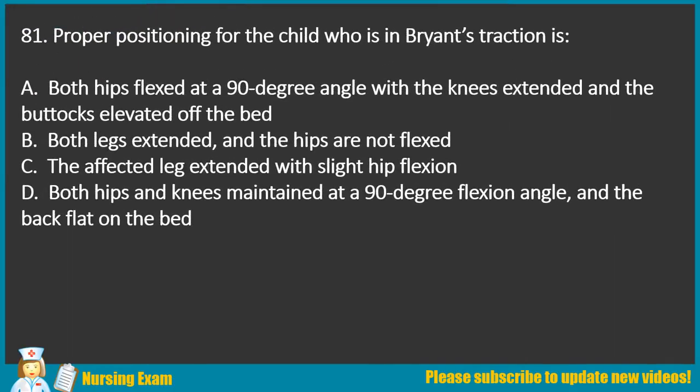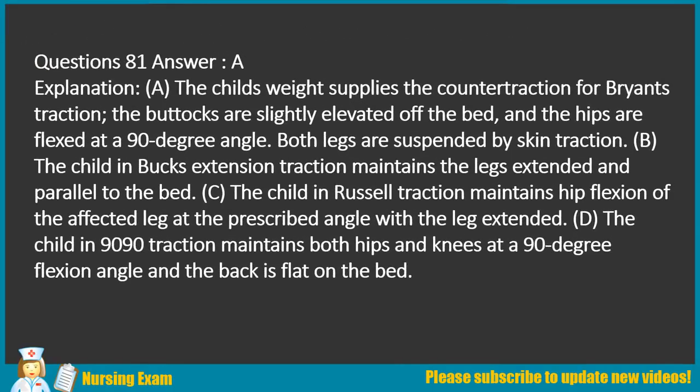Question 81. Proper positioning for the child who is in Bryant's traction is: A. Both hips flexed at a 90-degree angle with the knees extended and the buttocks elevated off the bed. B. Both legs extended, and the hips are not flexed. C. The affected leg extended with slight hip flexion. D. Both hips and knees maintained at a 90-degree flexion angle, and the back flat on the bed.